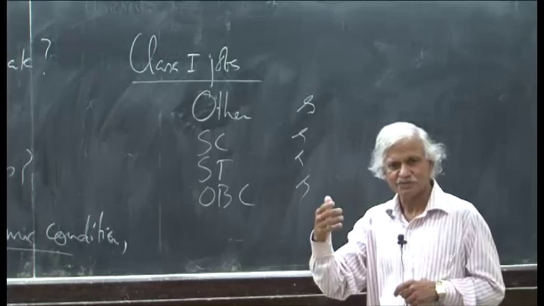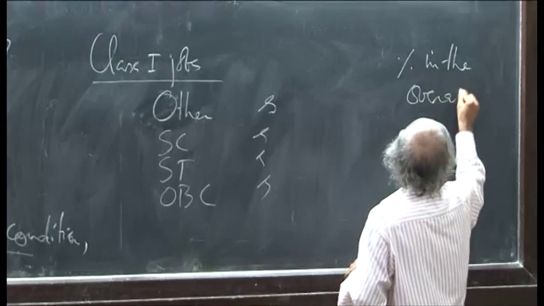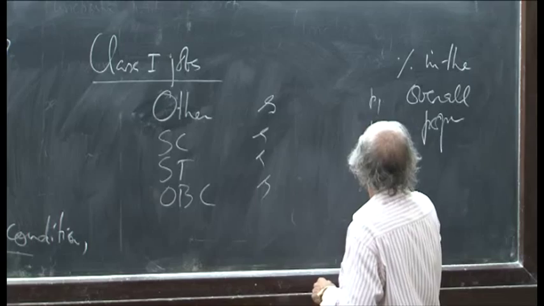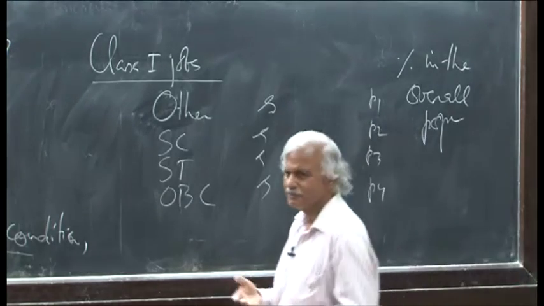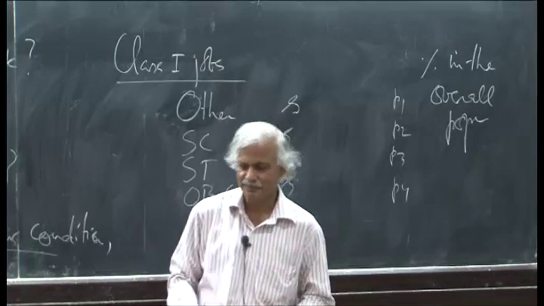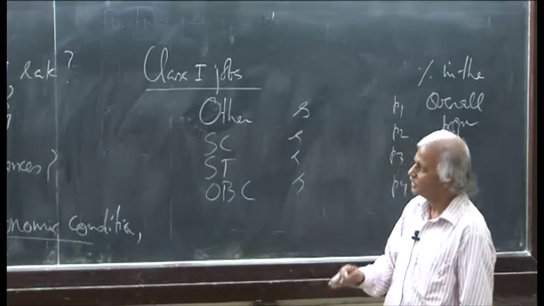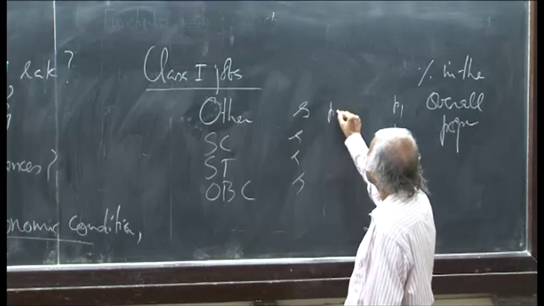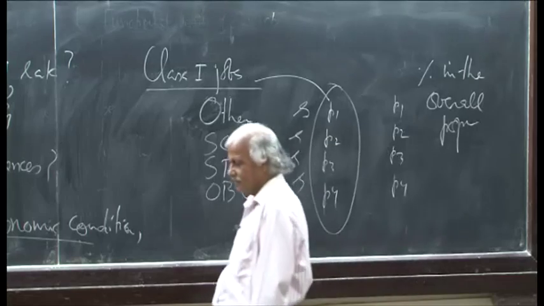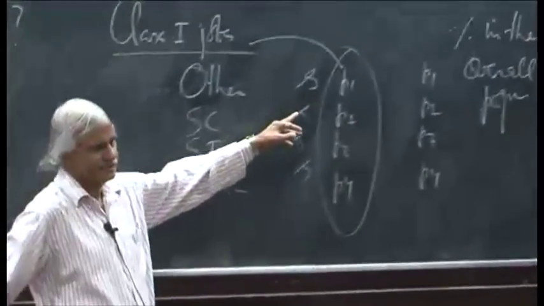If, of all the jobs, the percentage in the overall population are P1, P2, P3 and P4. From the population census you can calculate the percentage of people in others, SCs, STs and OBCs. And the government is able to show in the five-year plan, in the chapter on education, in the chapter on employment, etc., that class 1 jobs, P1, P2, P3, P4, the percentage of people in class 1 jobs according to caste is also the same.